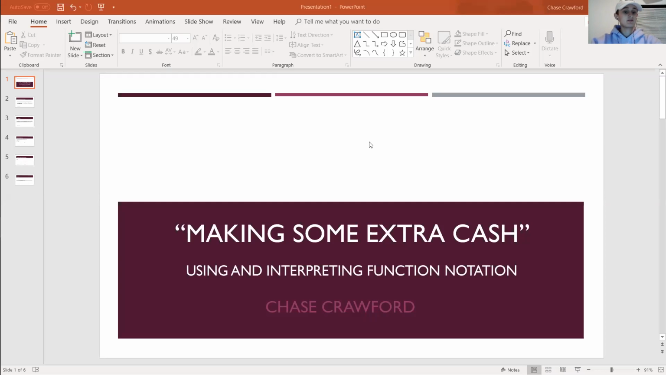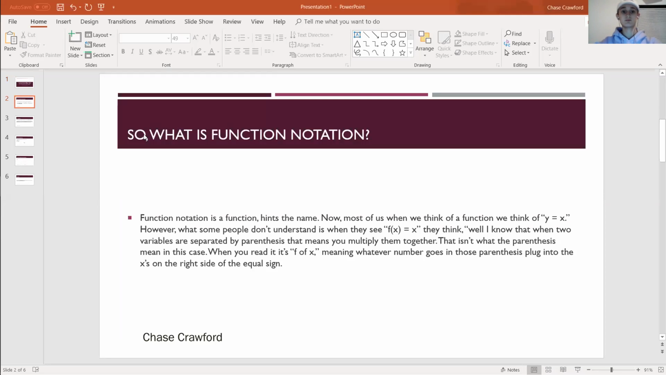My group's topic was making some extra class, and my part of it is using and interpreting the function notation. So you would ask, what is function notation? Function notation is a function, it's the name, kind of obvious. But now, when most of us think of a function, we think of y equals x.